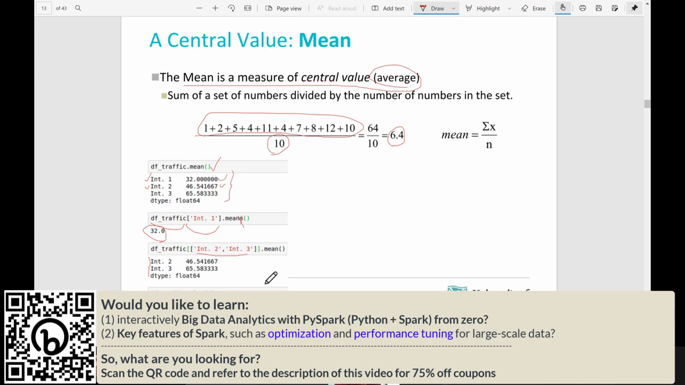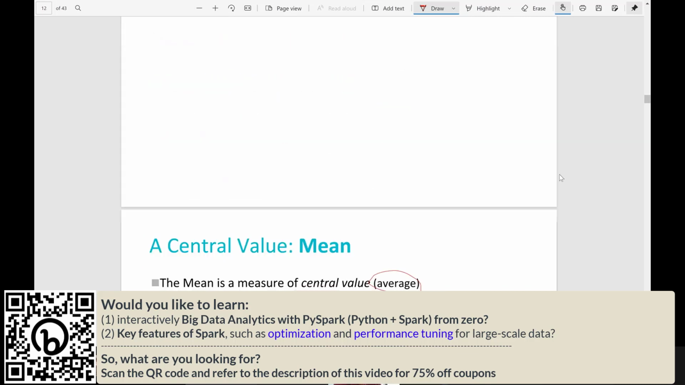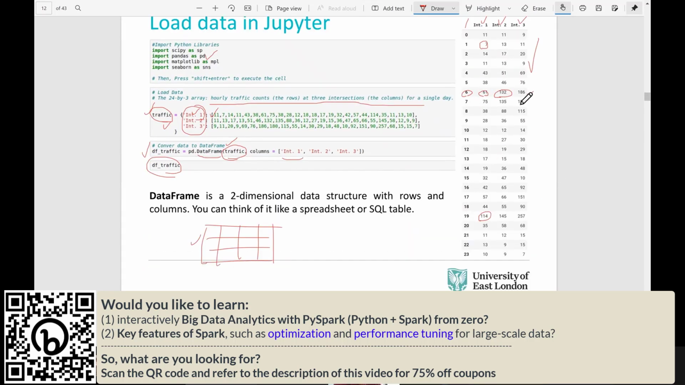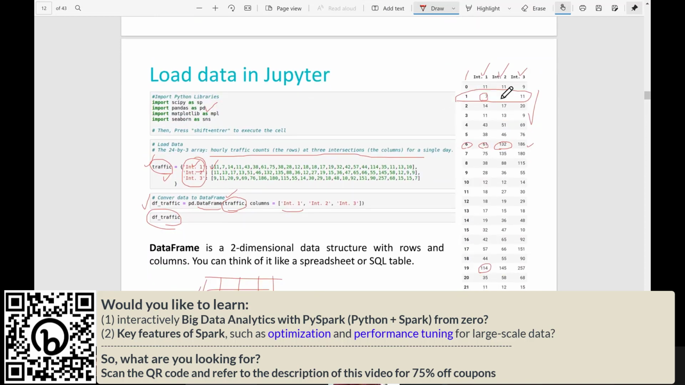It's going to calculate only the average of two columns. And let's say you want to calculate the average of this row. I want to calculate the average value of intersections at 1 a.m. That means 7 plus 13, 20, 20 plus 11 is 31, divided by 3.